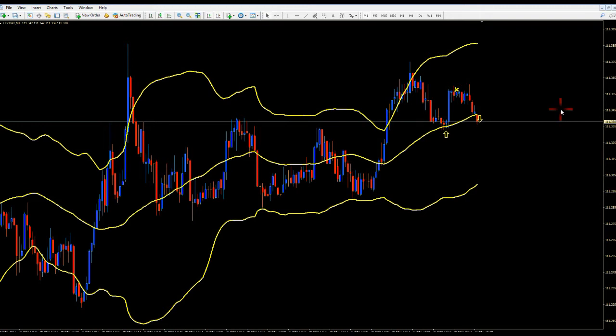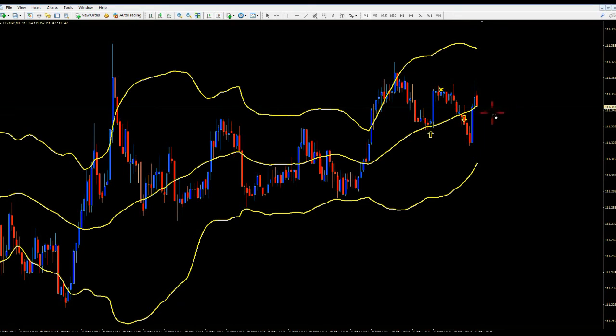As soon as it closes, if it closes below this middle band, that's our go. That means we can enter for a 5-minute put option. Let's wait a few seconds, see where this closes, and then we take a 5-minute put.